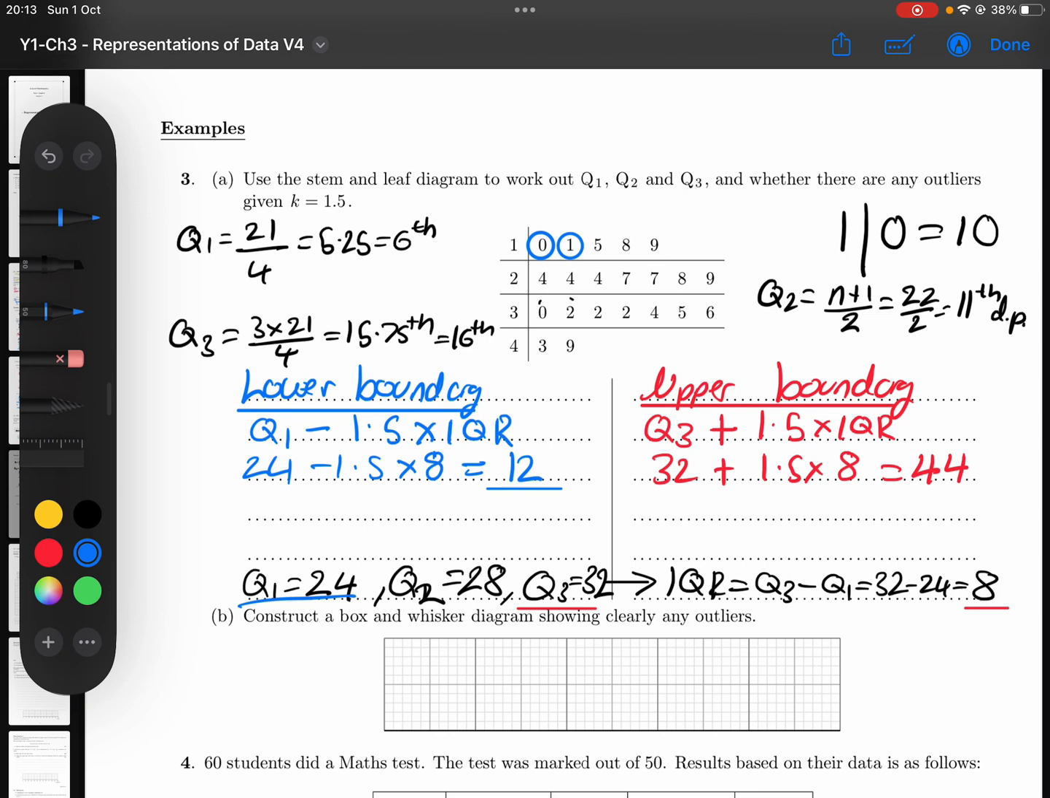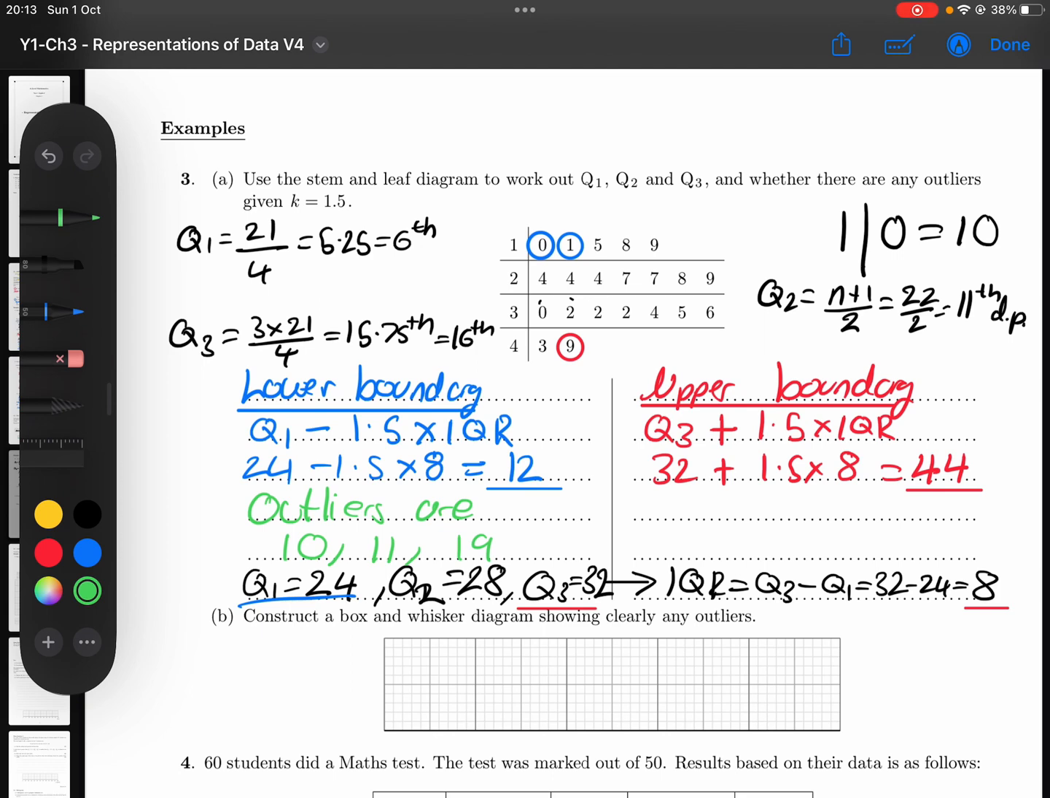And in a similar way, we can find if there would be any upper outliers. Are there any values greater than 44? And yes, we would have a value of 49. So we can write a conclusion that the outliers are 10, 11, and 49.